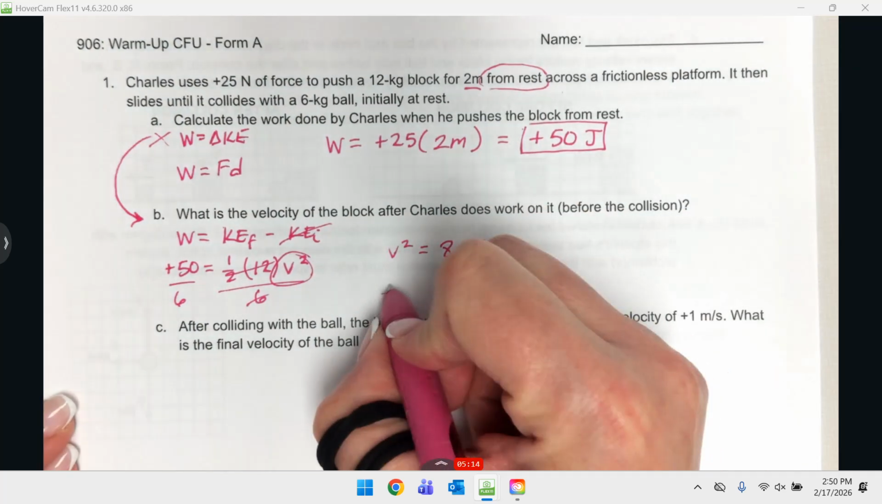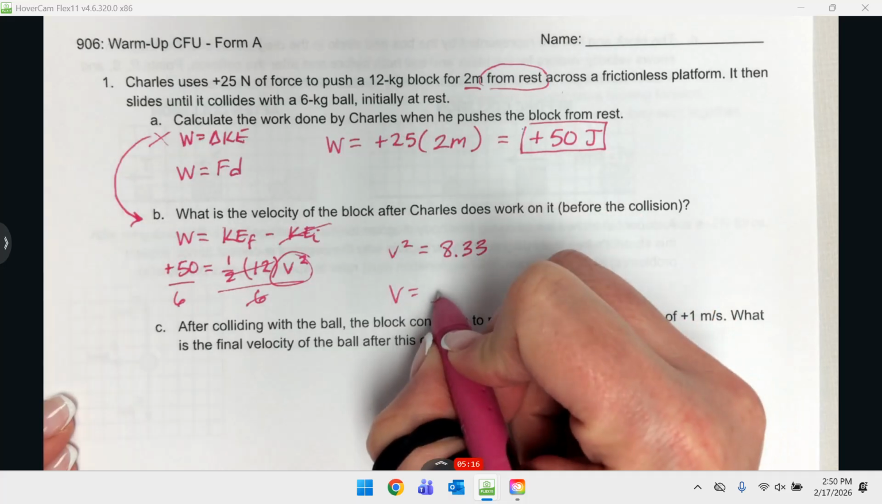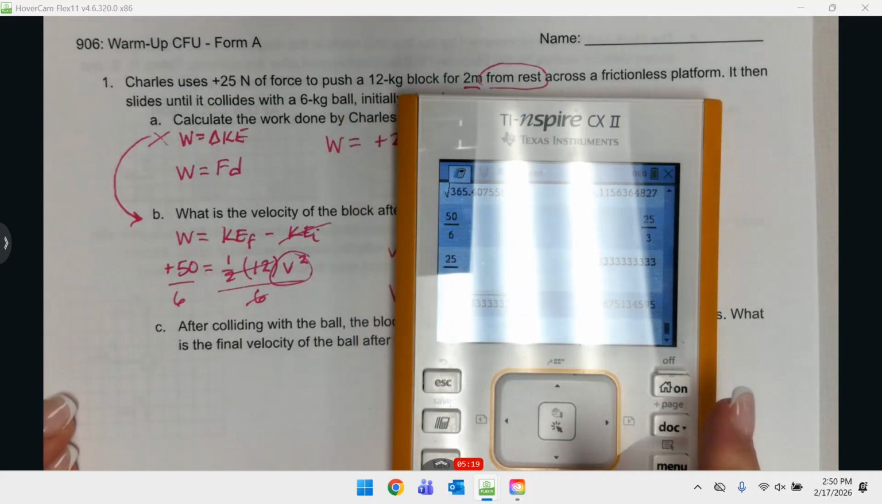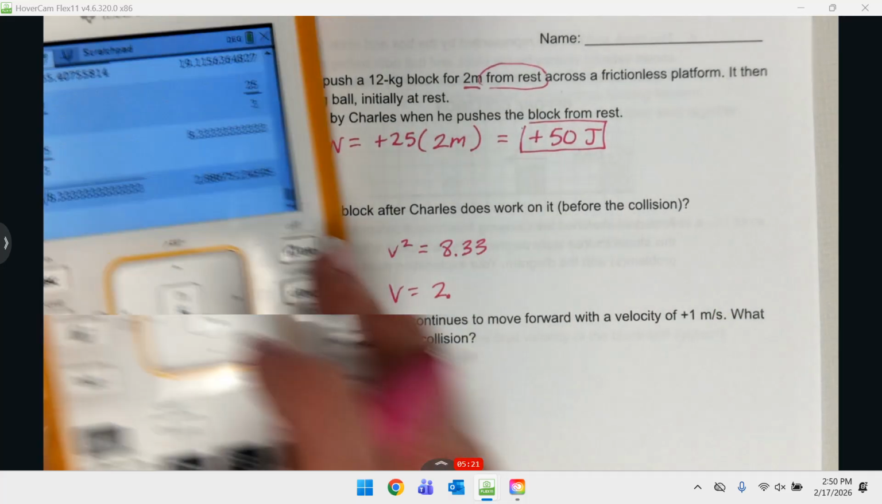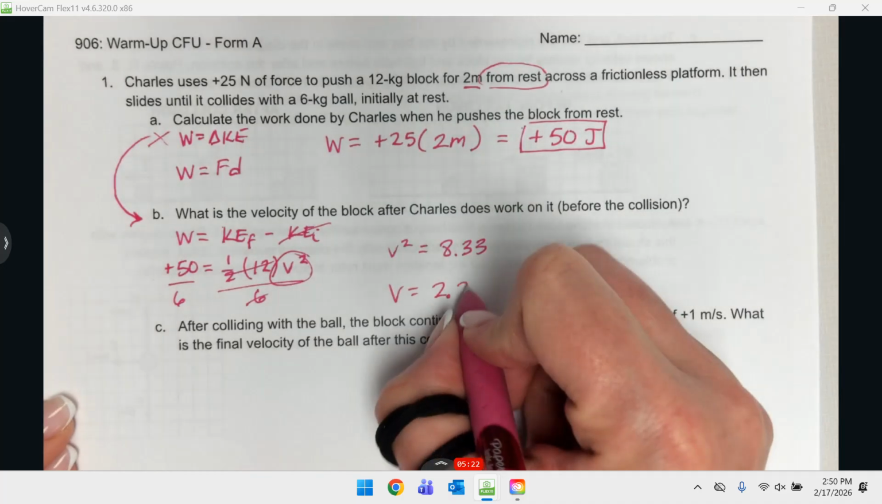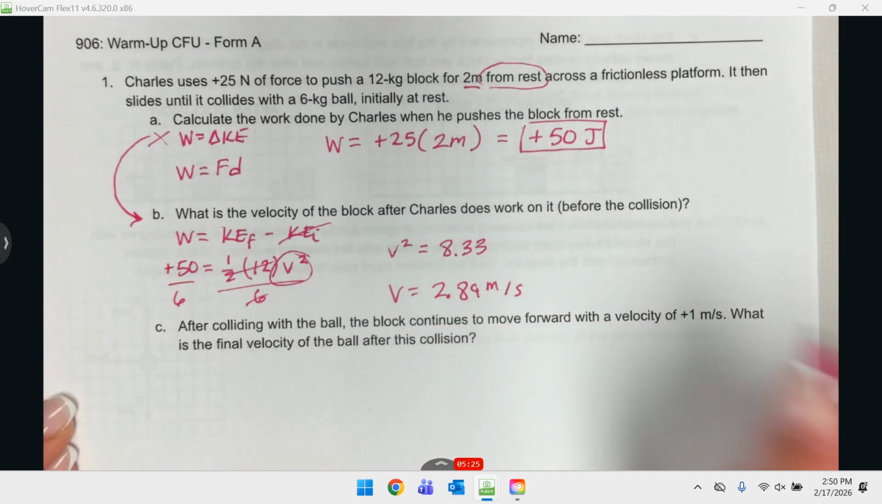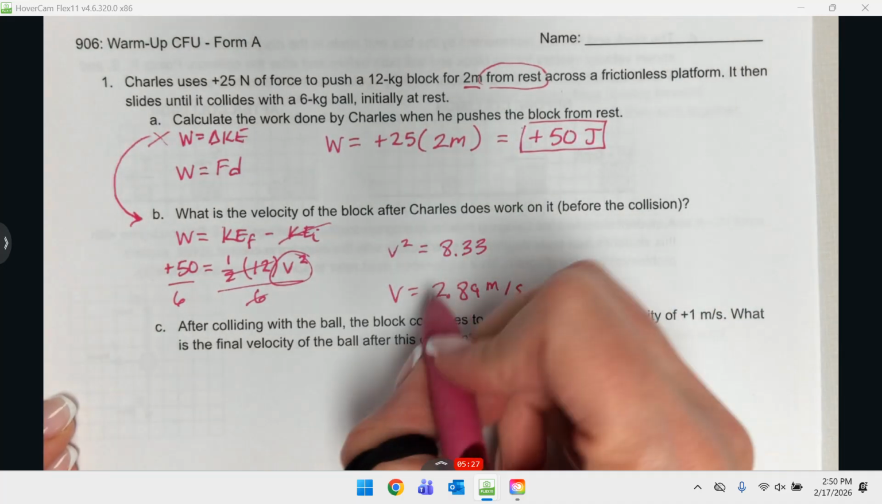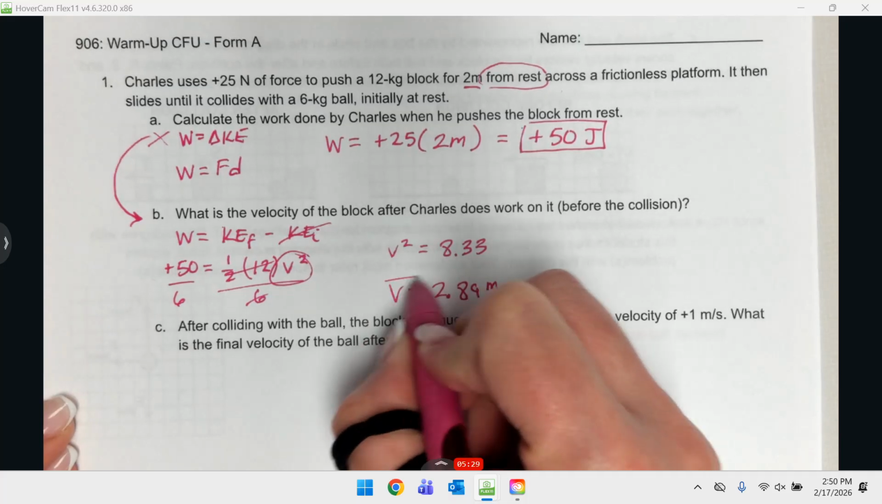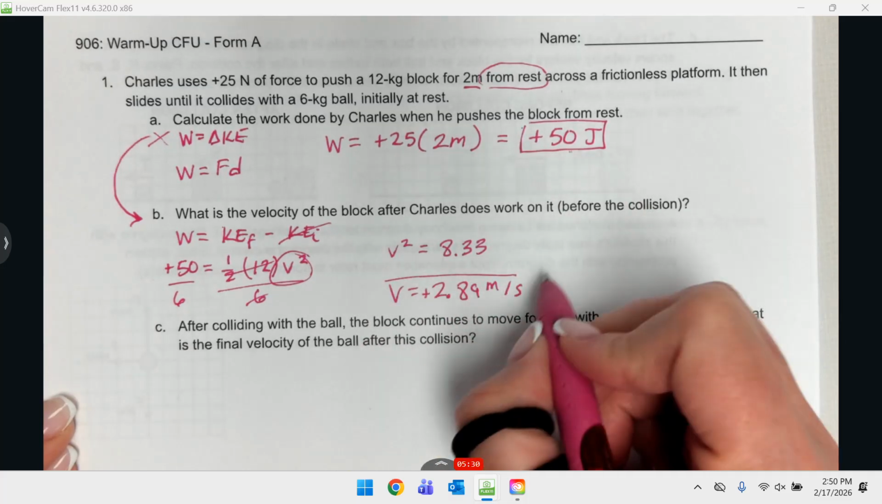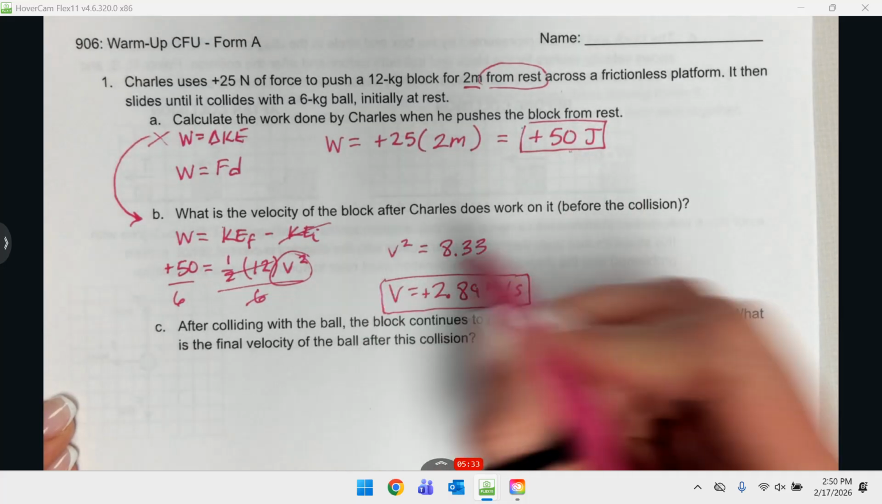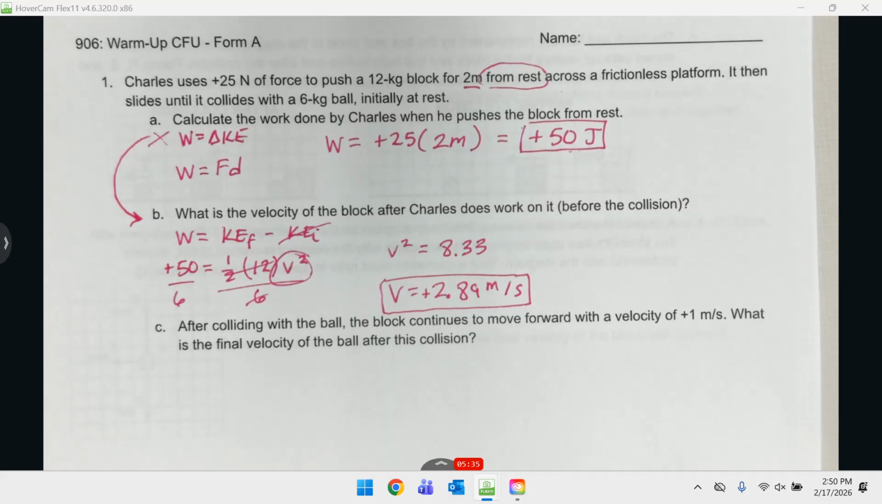and there is your velocity. So the velocity after the work is done is 2.89, if I round it, meters per second. And it's positive because he was pushing it in the positive direction. Okay, so that's part B.